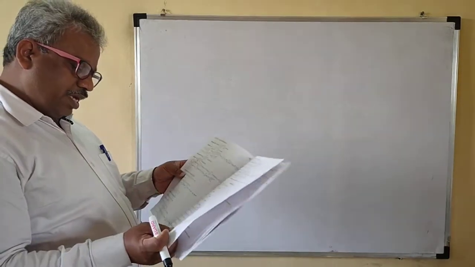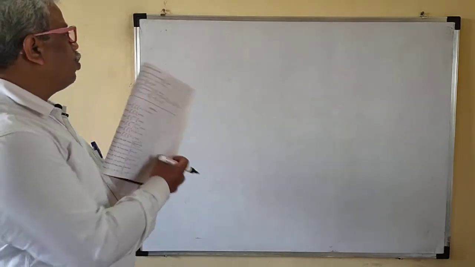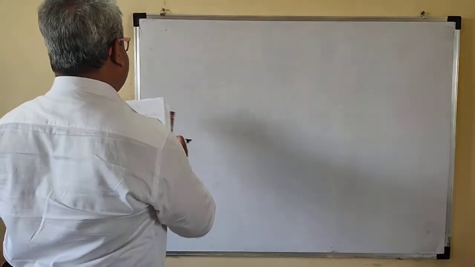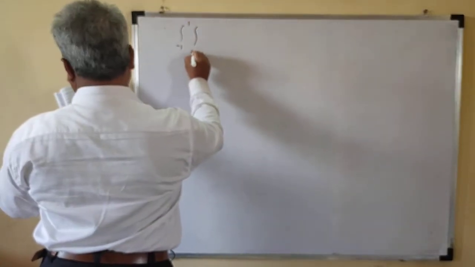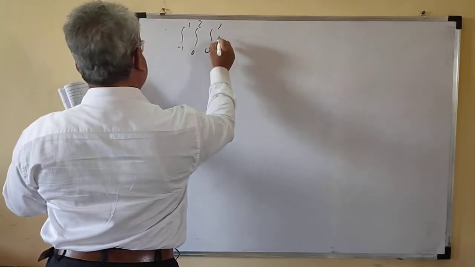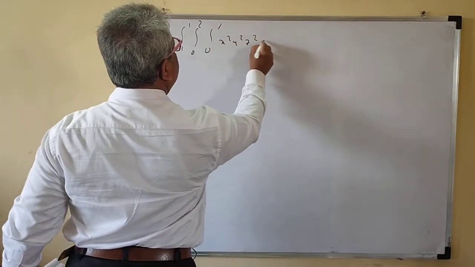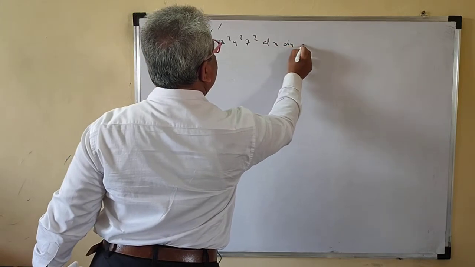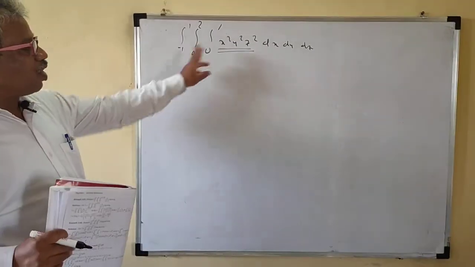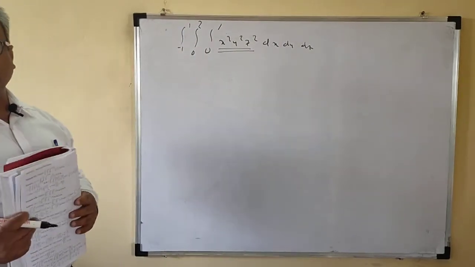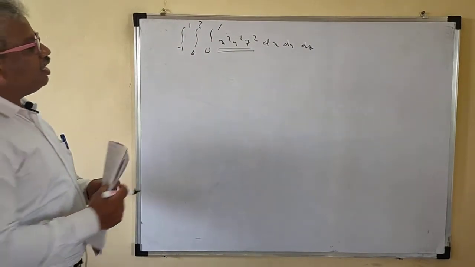For a triple integration, it is also very easy now. They will ask you like this one: the integral from minus 1 to 1, 0 to 2, 0 to 1 of x square, y square, z square, suppose, dx, dy, dz. So all are products, and all the limits are constant. Easily you can do this one.